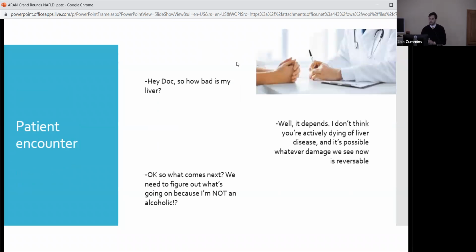So another patient encounter with Lisa. All right. So she's asking, hey doc, so how bad is my liver? Right. So she had that AST, ALT in the 60s, 70s, everything else looked about okay. Maybe the platelets dipped below 200,000, but they were still within normal range. You say, well, it depends. I don't think you're actively dying of your liver disease, but it's possible whatever damage we see is reversible also. She says, okay, great. So what comes next? Because I'm not an alcoholic, so we need to figure out the rest of this, make sure there's nothing else.